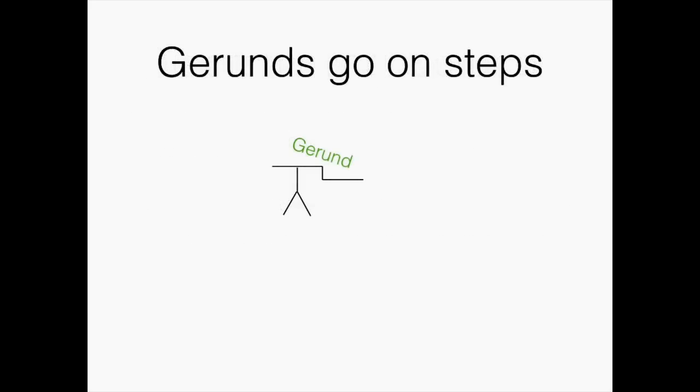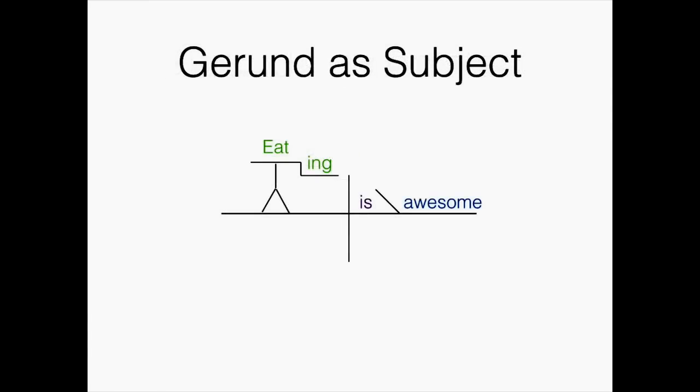Generally, when we diagram a gerund, we're going to put it on a set of steps like this. If you want to get really fancy, put the verb on the top step and the ing on the bottom step. These steps then go wherever the gerund fits in the sentence. A gerund as a subject would look like this, for example. In this sentence, we have the gerund subject eating, a verb is, and a predicate adjective awesome.